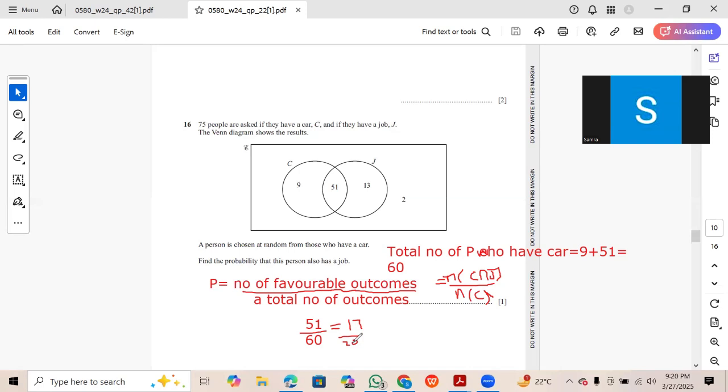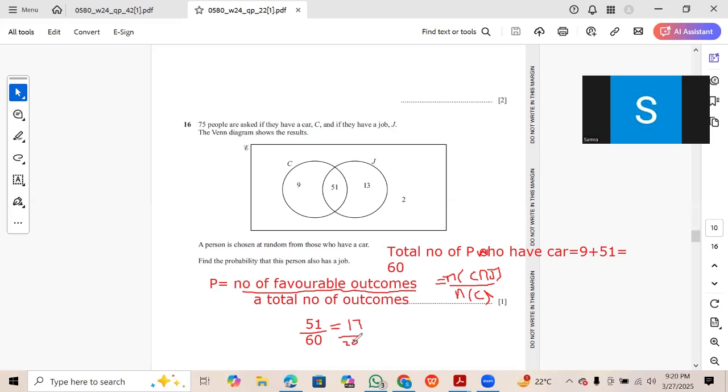Our new topic was probability. So the formula for probability is number of favorable outcomes divided by total number of outcomes. Okay, now write this. And also here we studied about the Venn diagram.